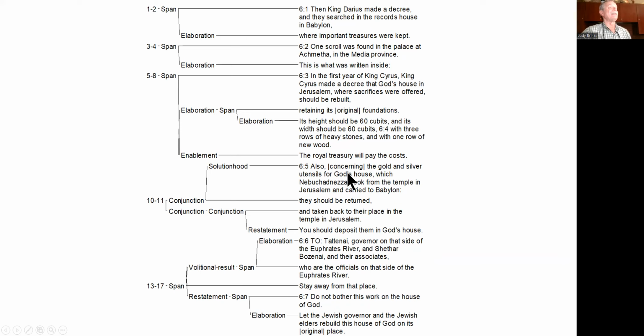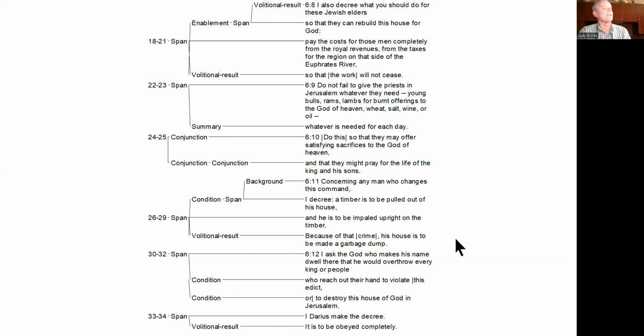And so then his conclusion is these objects that were taken should be returned, and you should stay away from that place. In other words, allow them to continue rebuilding the temple and don't bother them, elaboration and other things here. And then going on further for the next span, because it is not enough I can put on one page, then he says, pay the cost for these men. In other words, not only allow them to continue, but actually pay for it. And then don't fail to give them things for sacrifice and food and other things.